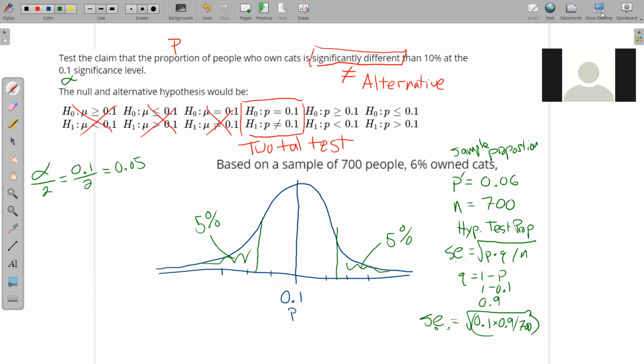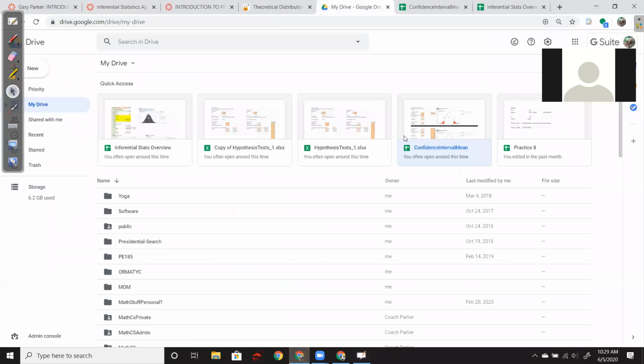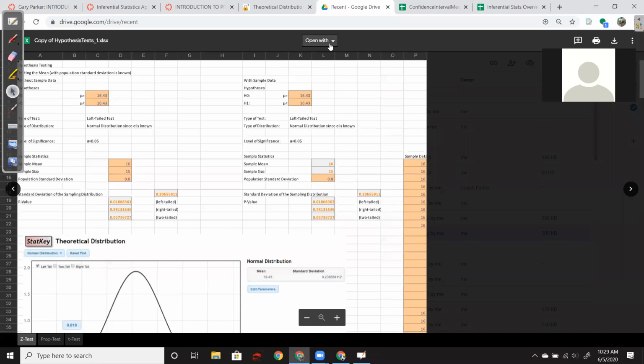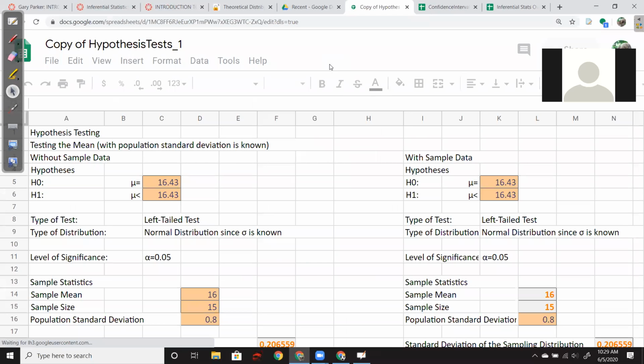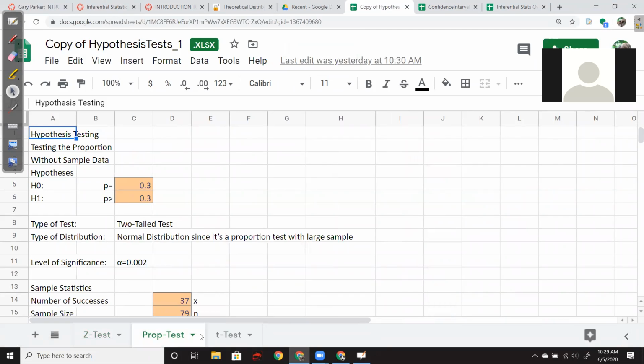And we could use the pre-built spreadsheet for this, or we could start from scratch. So I think I'm going to go with the pre-built one. And where's my copy of that one? Let's see. Copy of hypothesis test. I think this is the one I want. And then I want to switch over to the proportion test, because this is a proportion. Then I enter my information.